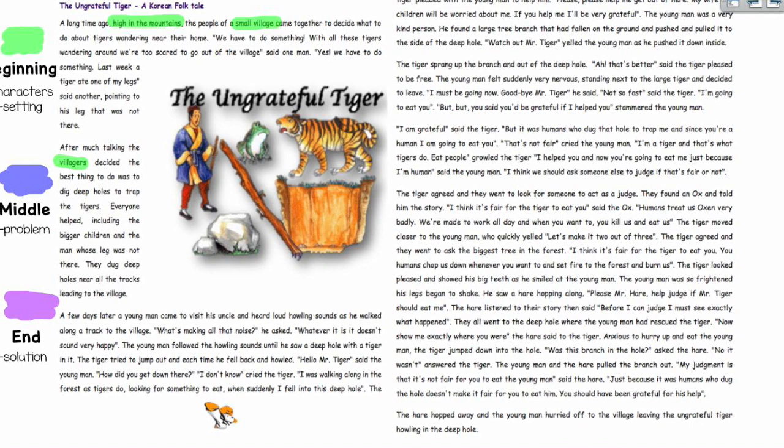The young man was a very kind person. He found a large tree branch that had fallen on the ground and pushed and pulled it to the side of the deep hole. "Watch out, Mr. Tiger," yelled the young man as he pushed it down inside.